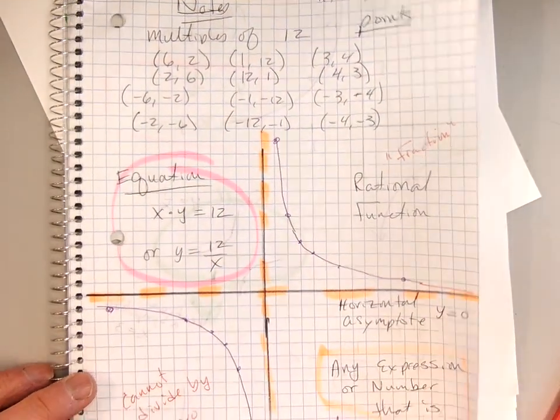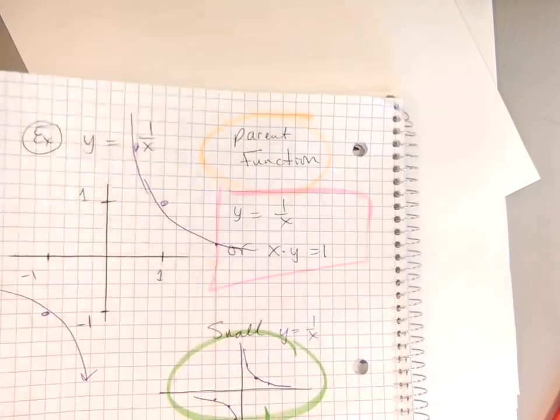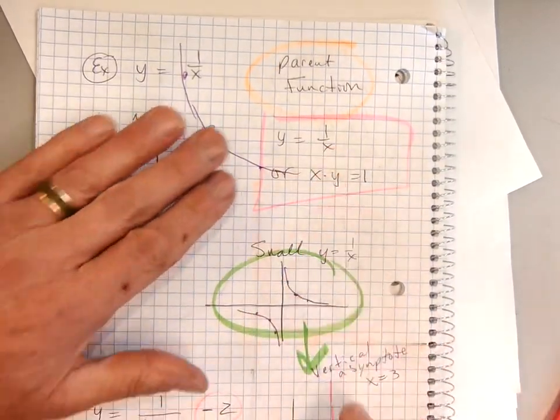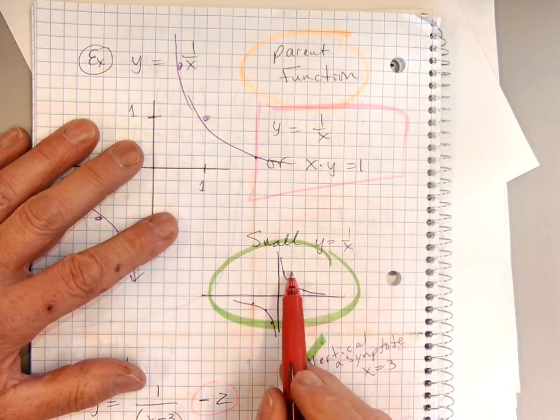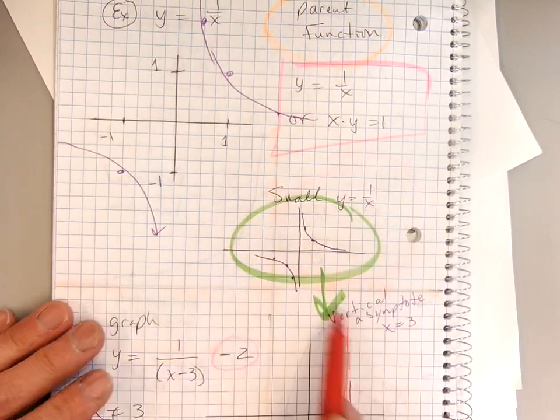Now, we also took a look at the parent function, 1 over x. 1 over x looks like this. Multiples of 1: 1 times 1, 2 times 1 half, and the negatives. So there's my parent function.